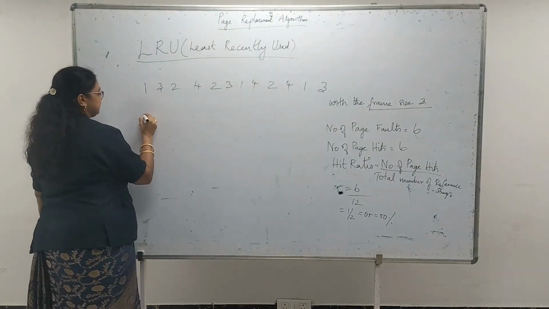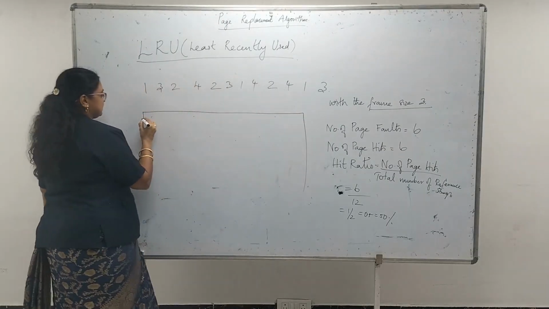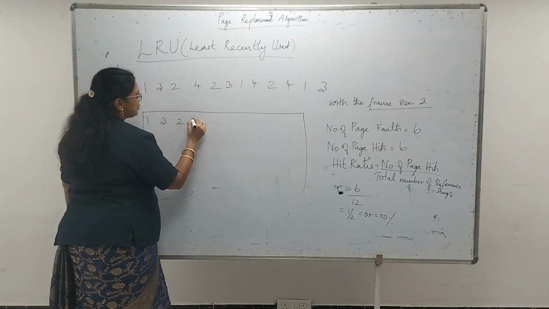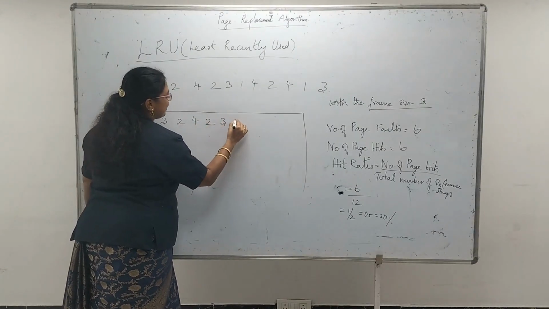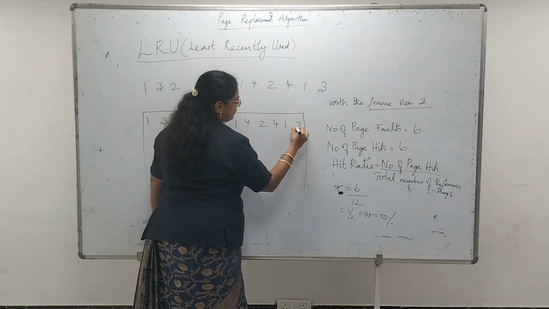So here same thing, that is you have to write the reference string again: 1, 3, 2, 4, 2, 3, 1, 4 and then 2, 4, 1, 3.